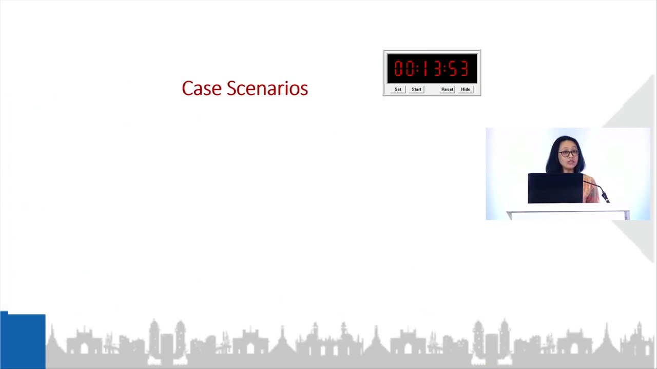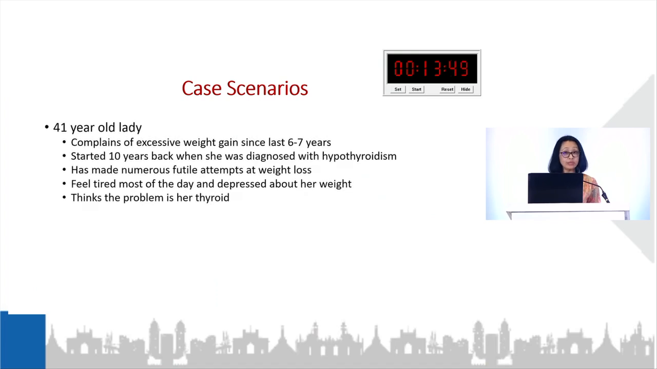So I'm presenting two case scenarios which are hypothetical but typical of the patients we see. One is a 41-year-old lady who complains of excessive weight gain over the past 6 to 7 years. She says the problem started around 10 years back when she was diagnosed with primary hypothyroidism. Since then, she has made many futile attempts to lose weight, and she feels tired most of the day and depressed about her weight.